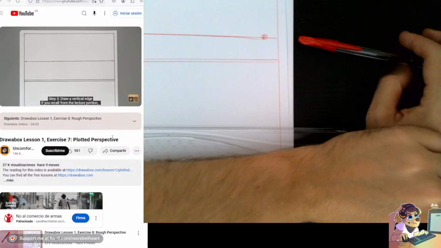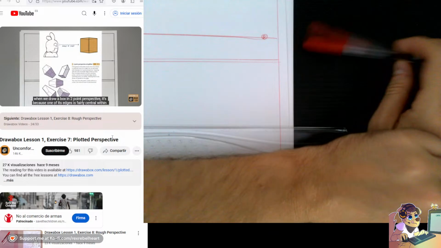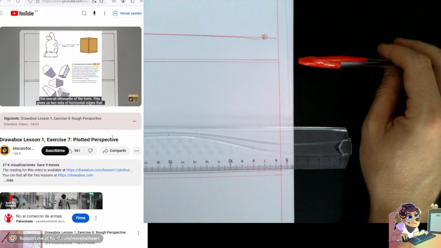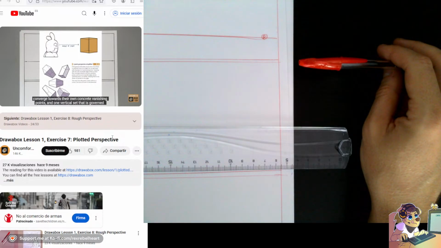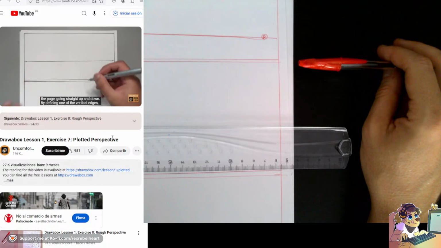If you recall from the lecture portion, when we draw a box in two-point perspective, it's because one of its edges is fairly central within the overall silhouette of the form. This gives us two sets of horizontal edges that converge towards their own concrete vanishing points and one vertical set that is governed by an infinite vanishing point. In other words, they run parallel to one another on the page, going straight up and down.